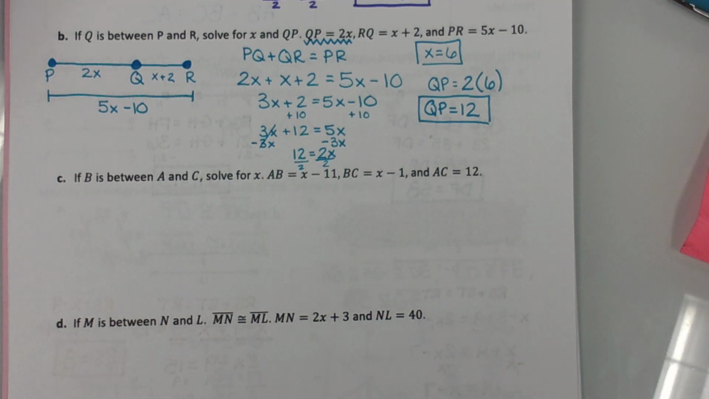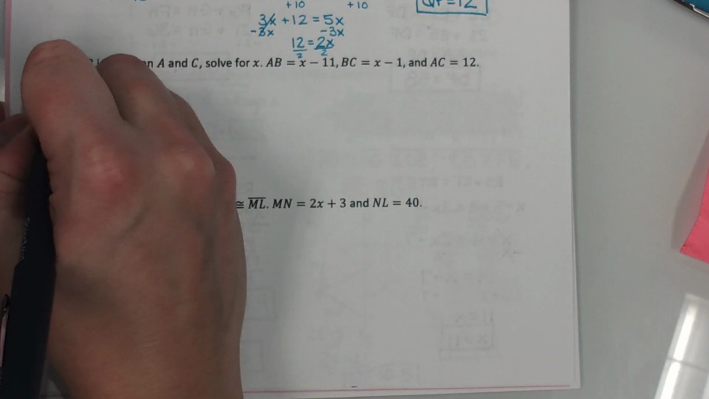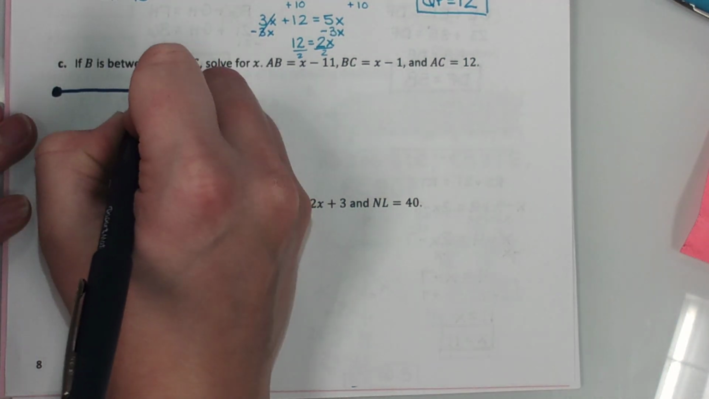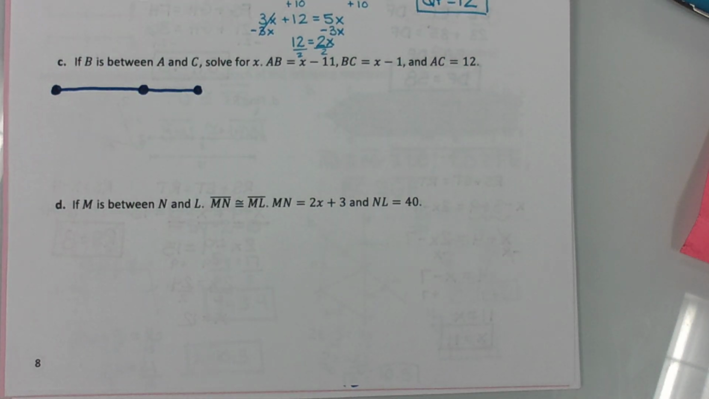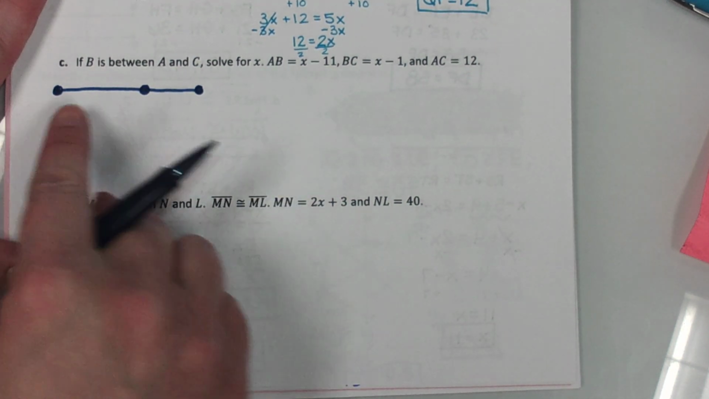We got 2 more examples. B is between A and C, solve for X. This one's just solve for X. I know I have to make this picture that's got 3 points on the segment. 2 of them are the endpoints, 1 in between. What letters should I put where?